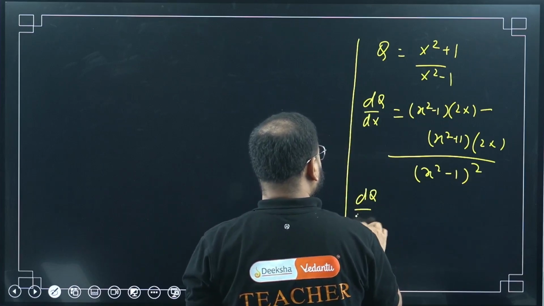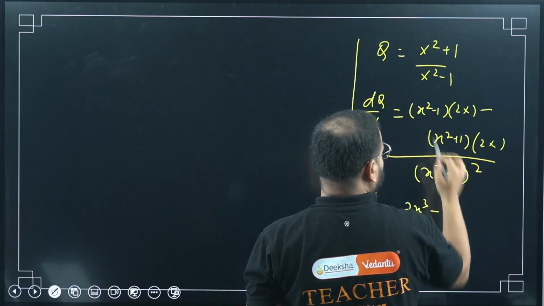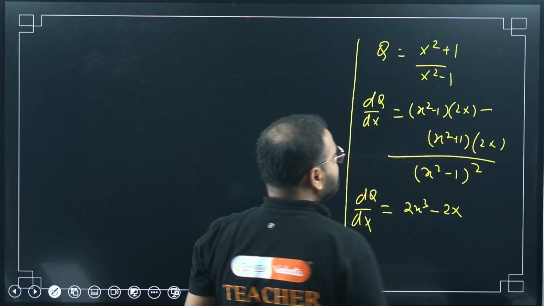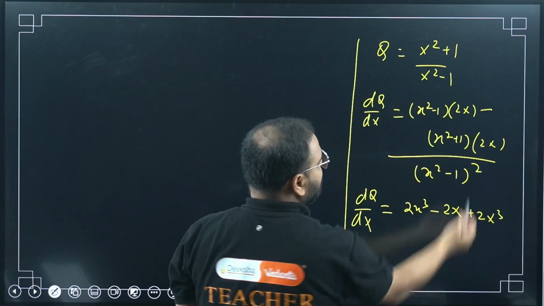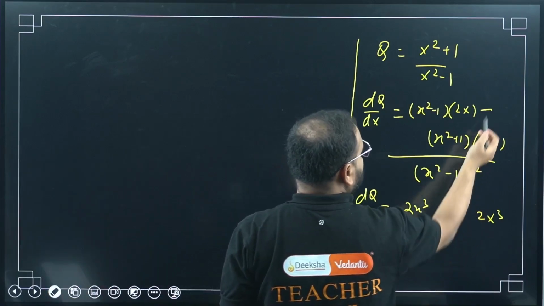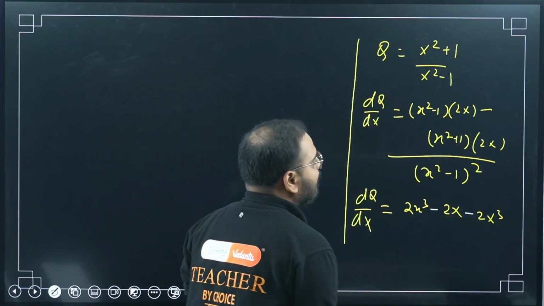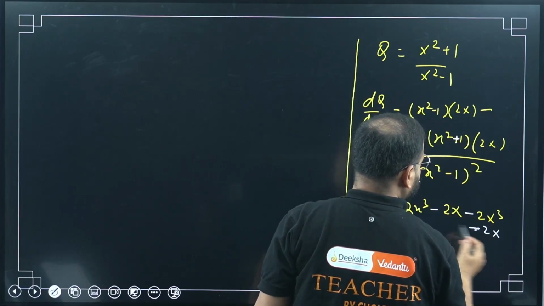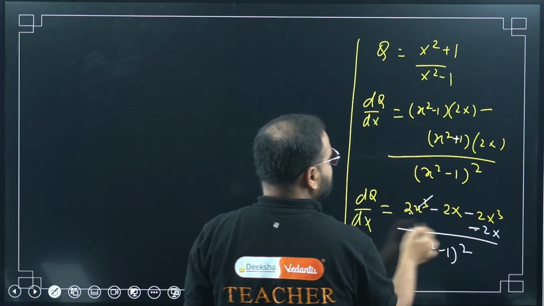So my dq by dx will come as, what will this be? 2x cube, please check. 2x cube minus 2x. Yes or no? 2x into x square is 2x cube. 2x into minus is minus 2x. Again 2x with x square will be plus 2x cube. But there's a minus sign over here, so it will become minus. This is also minus. What about this? Positive 2x with minus sign, so negative 2x. Divided by x square minus 1 the whole square. Please check. This and this is getting cancelled.